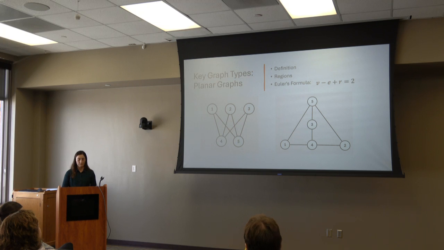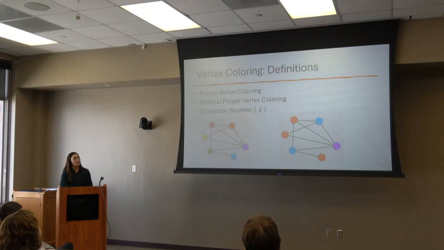And so for our graph, we have 5 vertices and 6 edges in 3 regions, so 5 minus 6 is negative 1, plus 3 is 2, which shows that the graph is planar. Now that we have our key graph types, we can move to coloring those vertices. And we'll start with some definitions again.